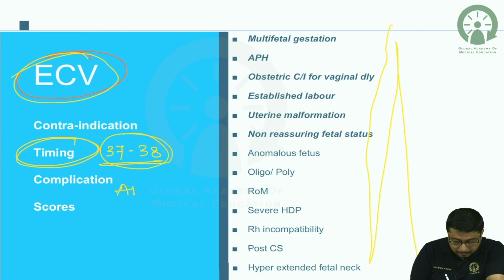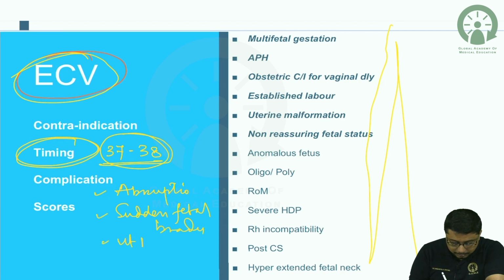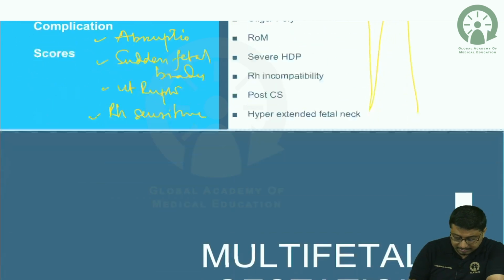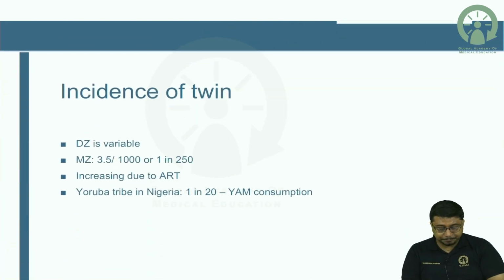Complications can be abruptio, sudden fetal bradycardia, and uterine rupture in rare cases. Rh sensitization if the mother is Rh negative and the fetus is Rh positive, right?